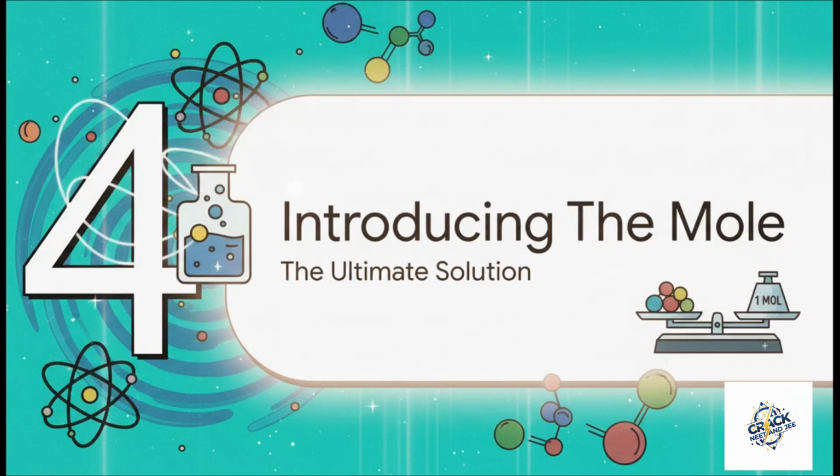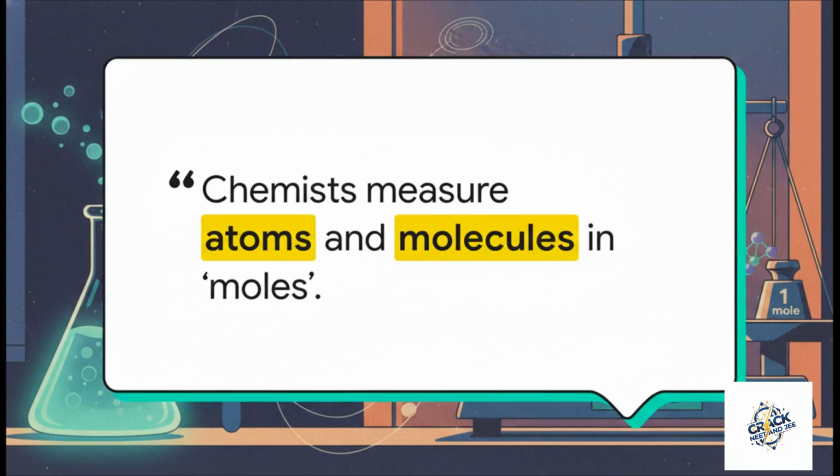And that thinking brings us right to the heart of today's explainer. We're about to meet the ultimate solution for counting the uncountable. It's called the mole. And yep, it's spelled M-O-L-E. Just like a dozen always means 12, a mole always means a very specific and very, very large number of particles. It's the official unit chemists use to count their atoms and molecules.